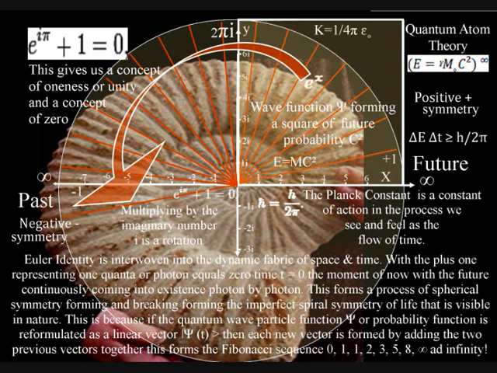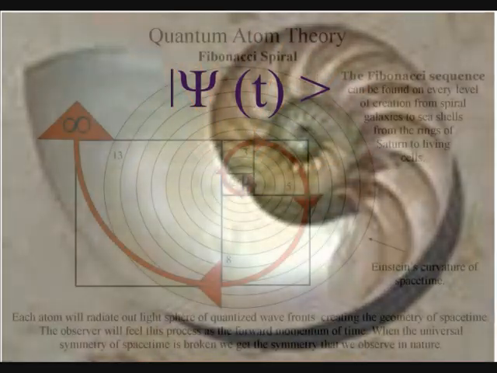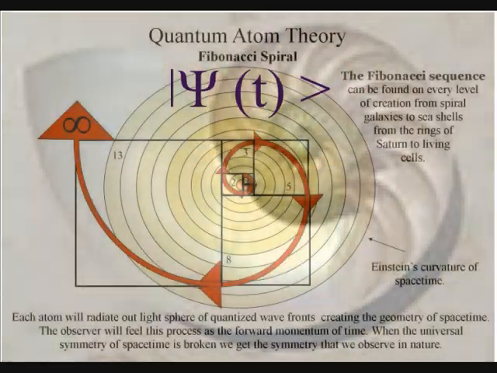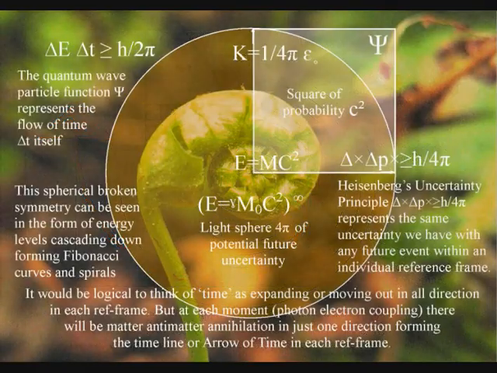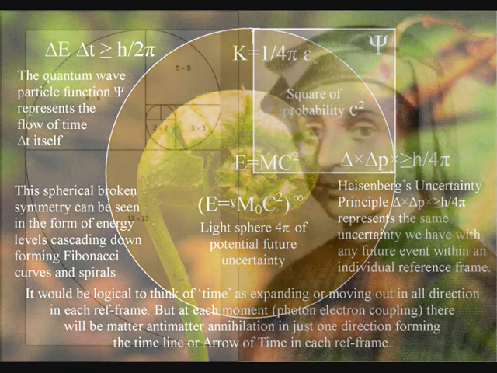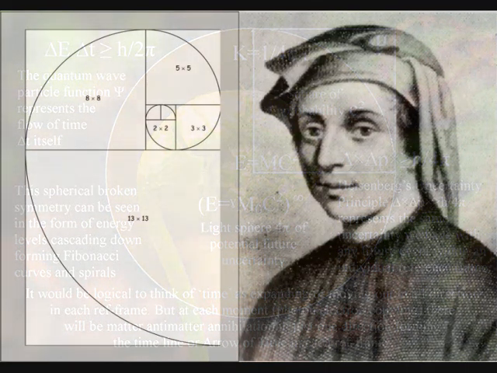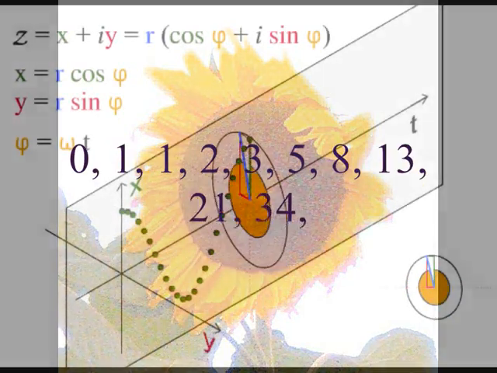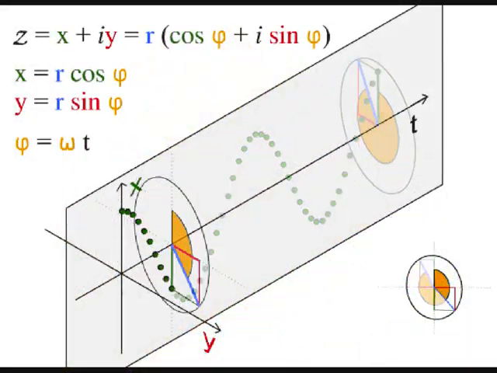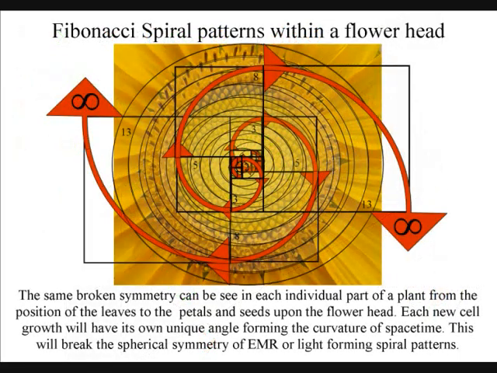This is because if the quantum wave particle function, or probability function, is reformulated as a linear vector, then all the information I can find says that each new vector is formed by adding the two previous vectors together. This forms the Fibonacci sequence. In this theory, we have the Fibonacci numbers in nature, not because of economy of growth or space, but because time and space is being formed by the geometry and therefore the mathematics of this dynamic process.